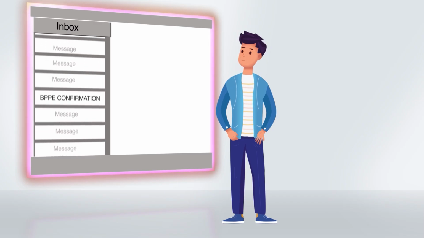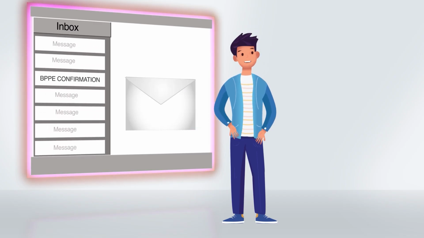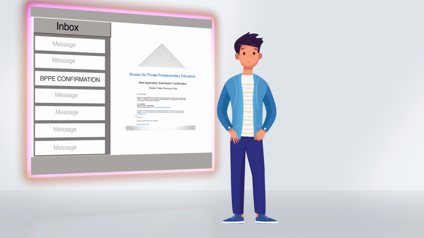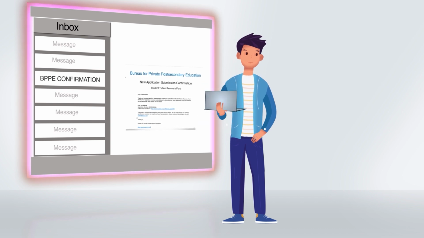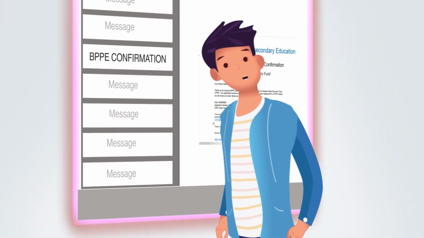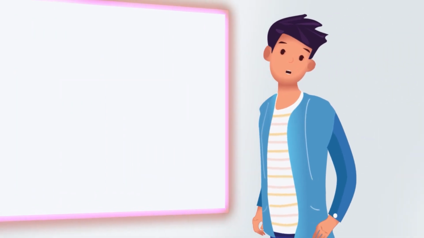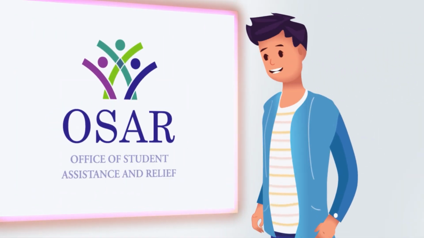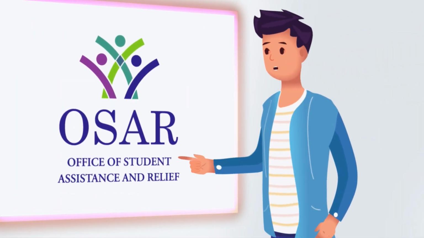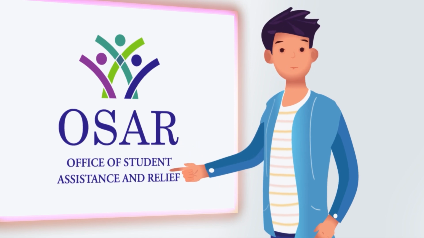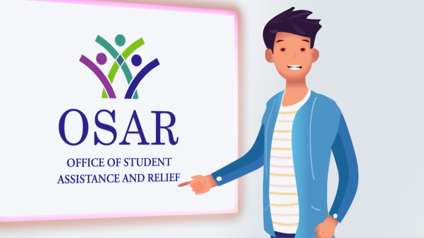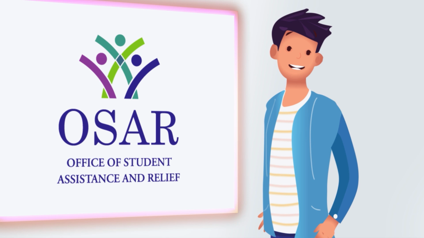What happens next? You'll receive a confirmation email with a claim number. Again, you can see your existing claim by logging back into the STRF portal and clicking the blue hyperlink for your claim. If there are sections of your STRF application that are incomplete, an analyst from the Bureau's Office of Student Assistance and Relief, or OSAR, may reach out to you via email to help you complete your application.